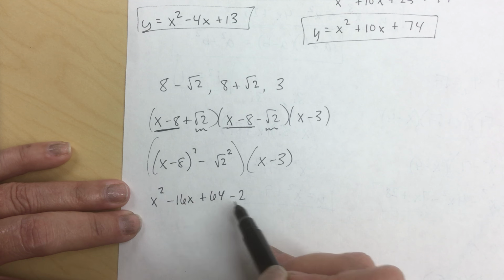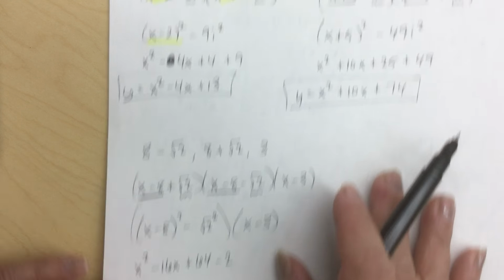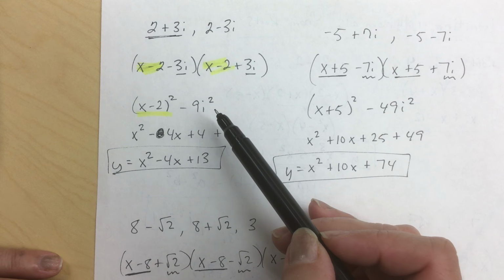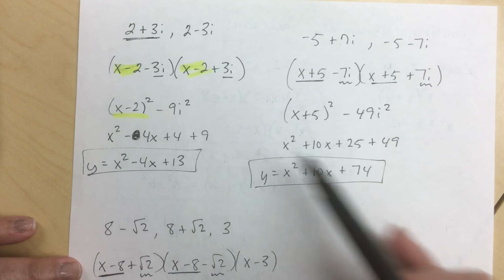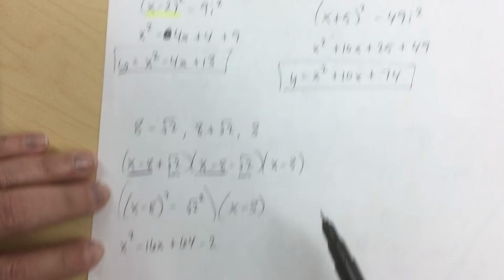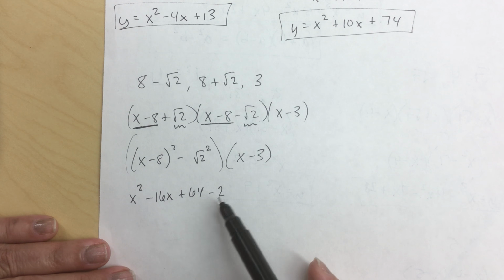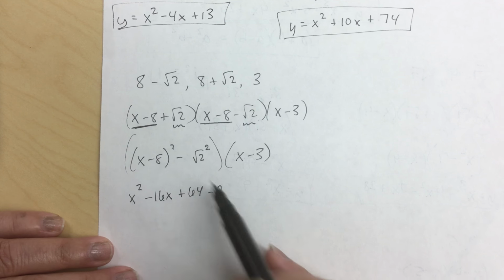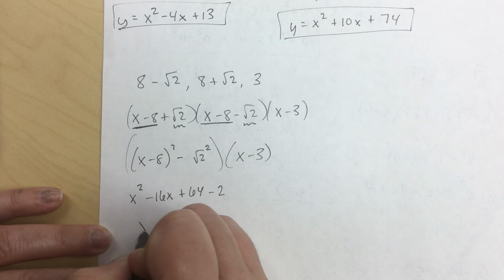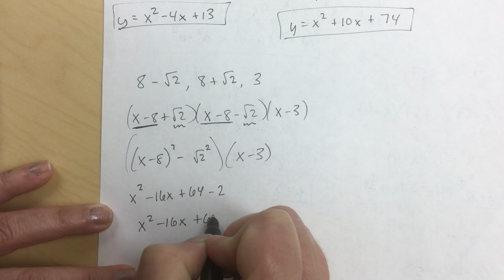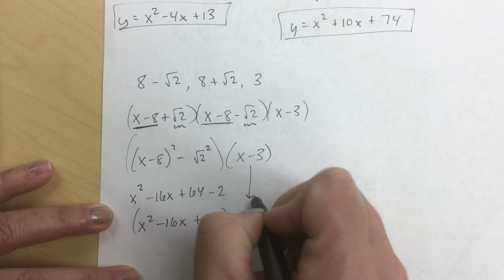So 62, and notice this is minus. When we had i's, it was minus i squared, and i squared is negative 1, so it becomes a plus. This became a plus 49. But when I have a radical, a square root, it doesn't change to a plus. There's no reason to change it to plus. It's just minus. So this becomes x squared minus 16x plus 62, and then we still have to multiply it by x minus 3.